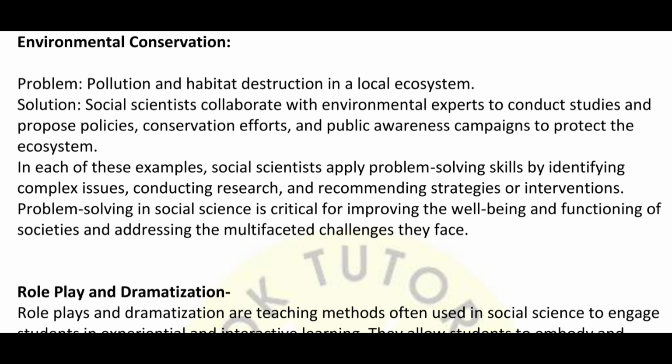So social scientists collaborate with environmental experts, right? The scientists can come together along with the environmental expert to conduct studies and propose different policies. Conservation efforts, techniques, and public awareness campaigns can also be organized to protect the ecosystem, because when the ecosystem is balanced, then only the flora and fauna flourish together. Now, in each of these examples, social scientists apply problem solving skills by identifying complex issues, conducting researches, and recommending strategies for intervention.